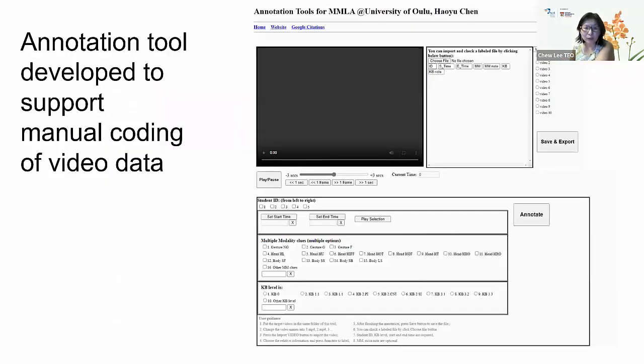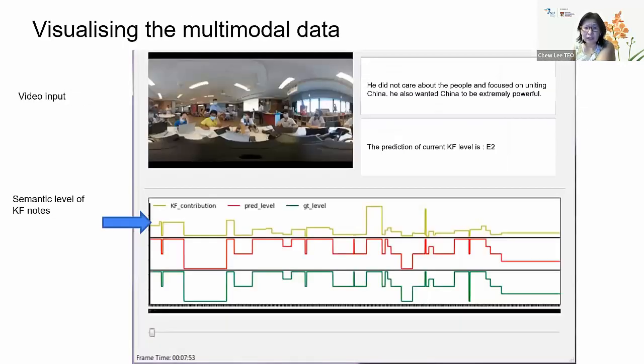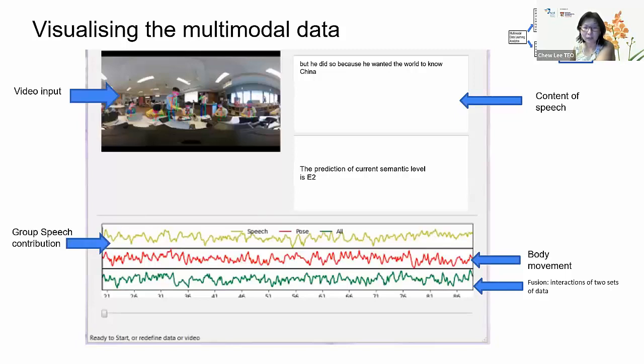At this point, what we are doing is we have created an annotation tool to analyze our video, and we have been testing different sets of data separately. So this is one set that we are showing using the verbal discourse. And so for KF, this is currently our visualization that we pull out the KF notes, from the manual coding of the KF notes, and then the actual predicted level by the machine. So this is the part that we are looking at, the verbal part, the prediction.